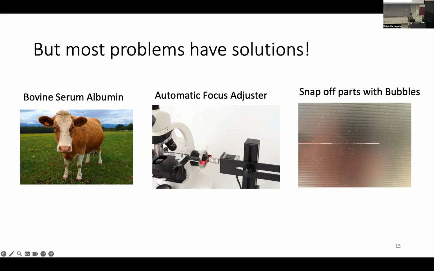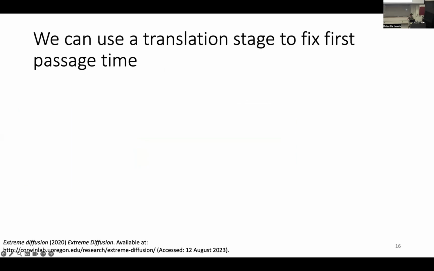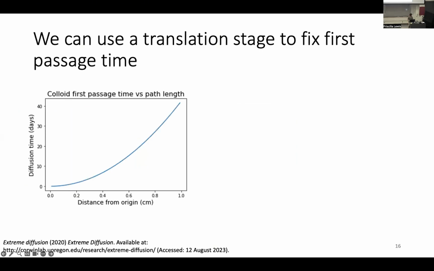And then to deal with the distance of the camera to the end of the capillary, we can use a translation stage. So what does that mean? Well, it turns out we had this graph showing colloid first passage time versus path length, which is how far the colloid has to travel. There's diffusion time in days on the y-axis and distance from the origin on the x-axis. And we measured this distance recently, and it turned out that it was a centimeter. And so that means a diffusion time of about 41 days, which is not great.